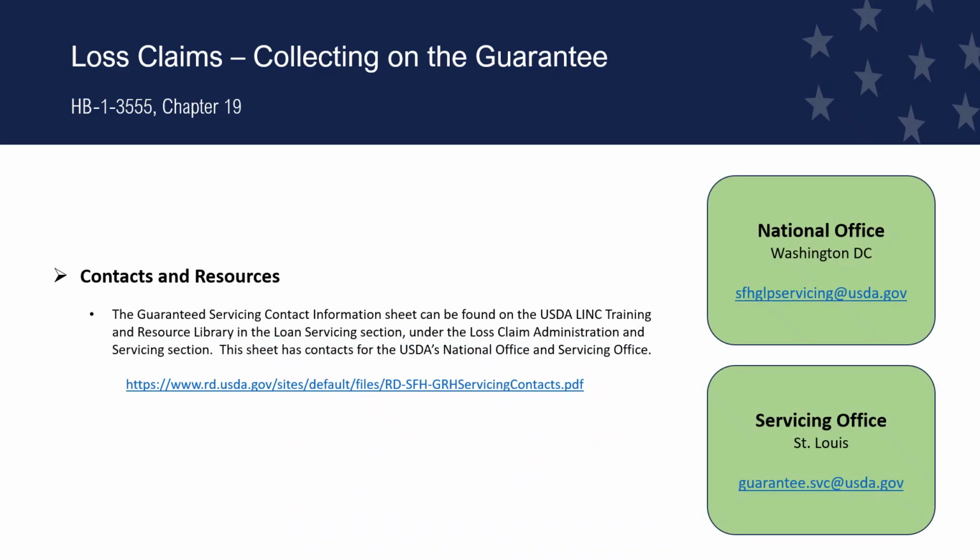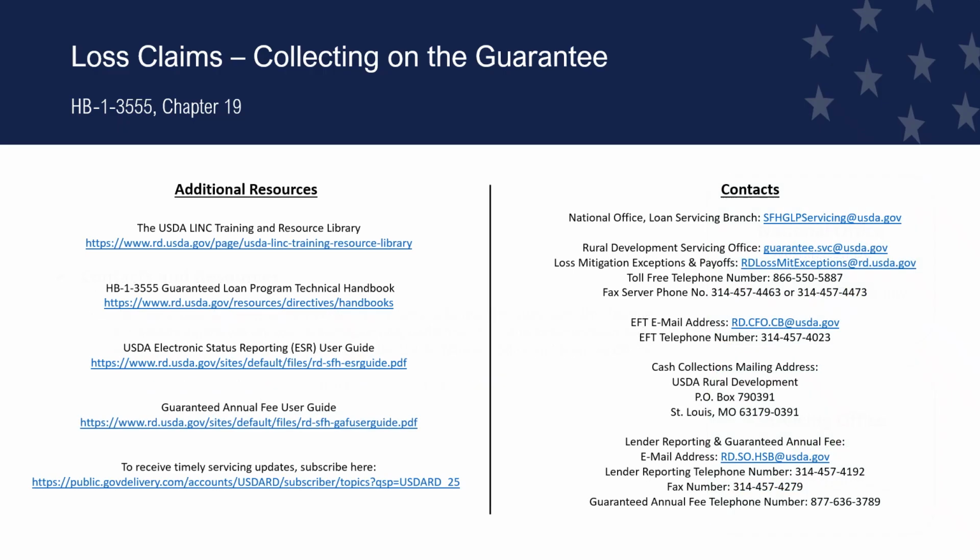The Guaranteed Servicing Contact Information Sheet can be found on the Link Training and Resource Library page in the Loan Servicing section under the Lost Claim Administration and Servicing section. This sheet has contacts for the USDA's National Office and Servicing Office. All of the additional resources noted here, including contacts for further assistance, can be found in the Loan Servicing section of the Link Training and Resource Library page.